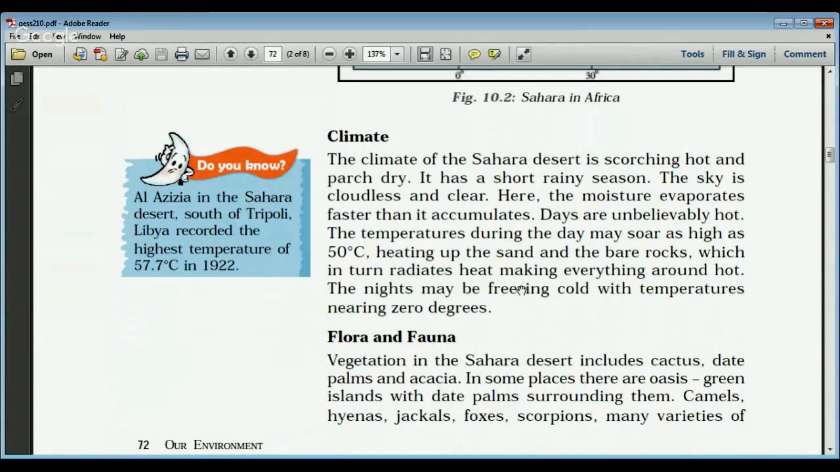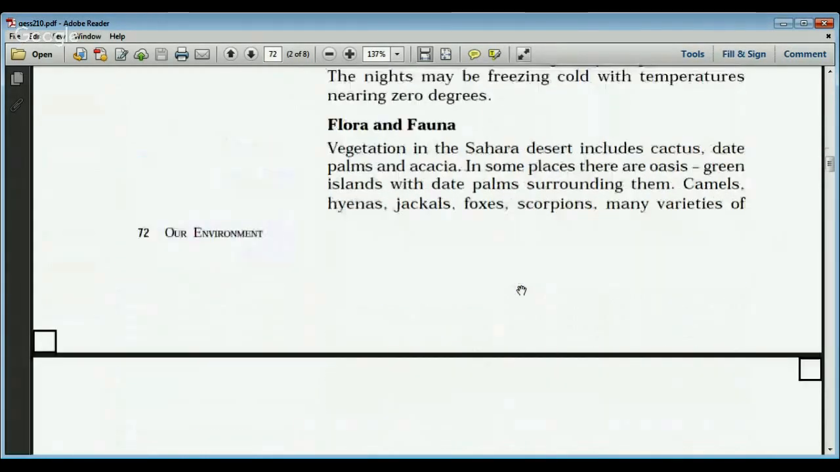If you see the flora and fauna, vegetation in Sahara includes cactus, date palms, and acacia. And in some places of the Sahara, there are oases. What are oases? Oases are actually green islands, and they are surrounded with date palms. Whenever there is some amount of water present, and the water comes to the surface, the people start growing date palms surrounding them, and these areas are known as oases.